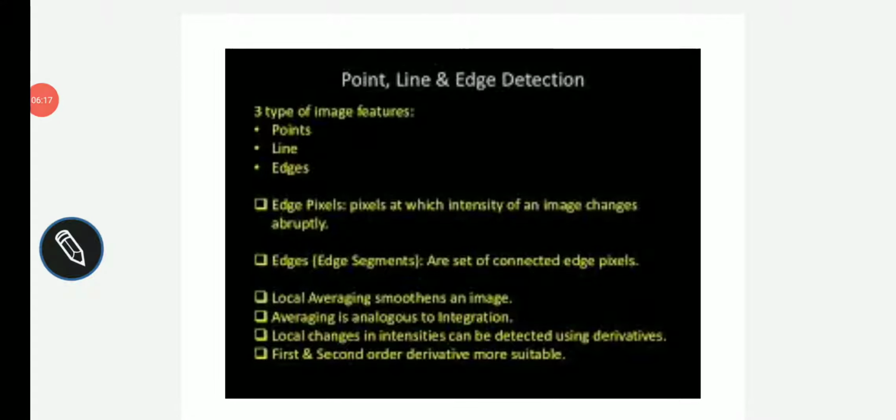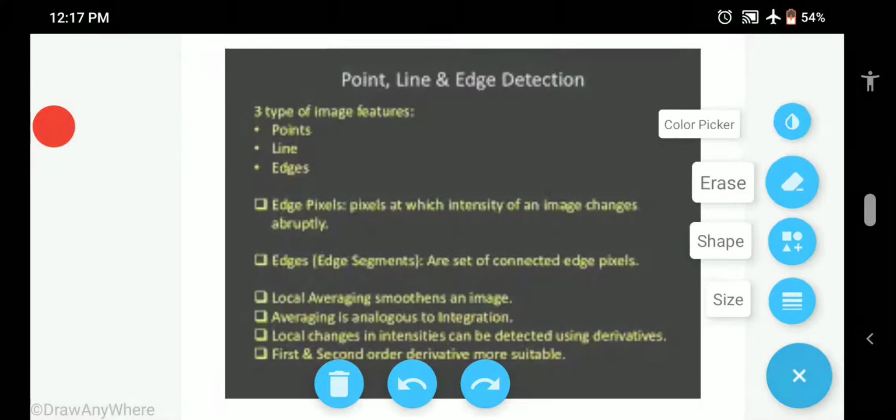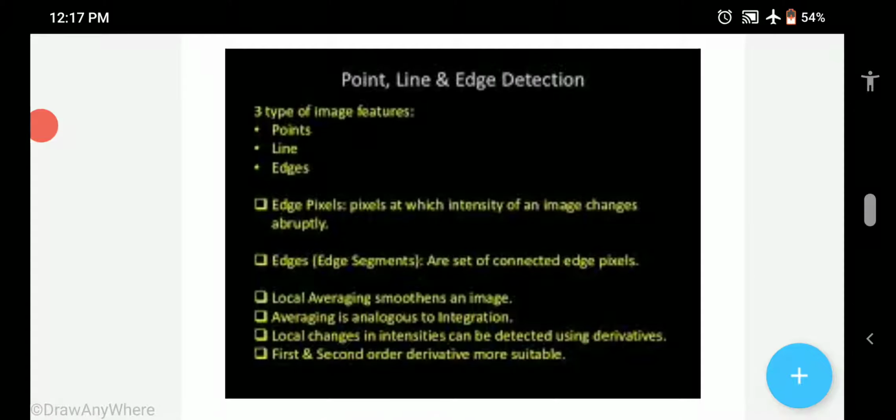Now let us see the segmentation methods that are based on detecting sharp changes in intensity. The three types of image features in which we are interested are isolated points, lines, and edges. Edge pixels are pixels at which the intensity of an image function changes abruptly, and an edge is a set of connected edge points.